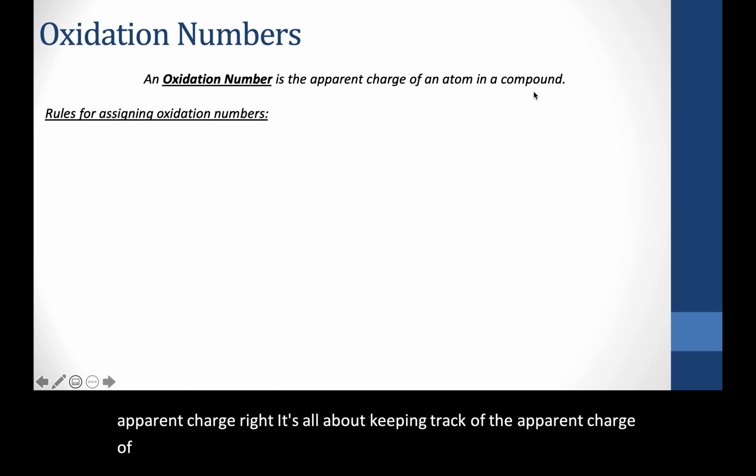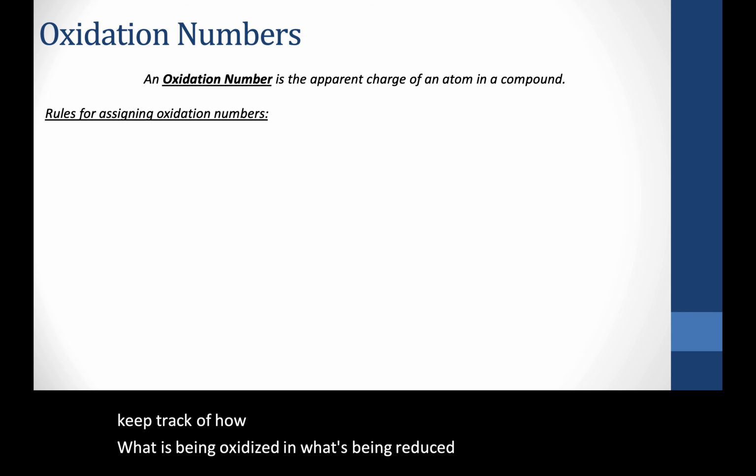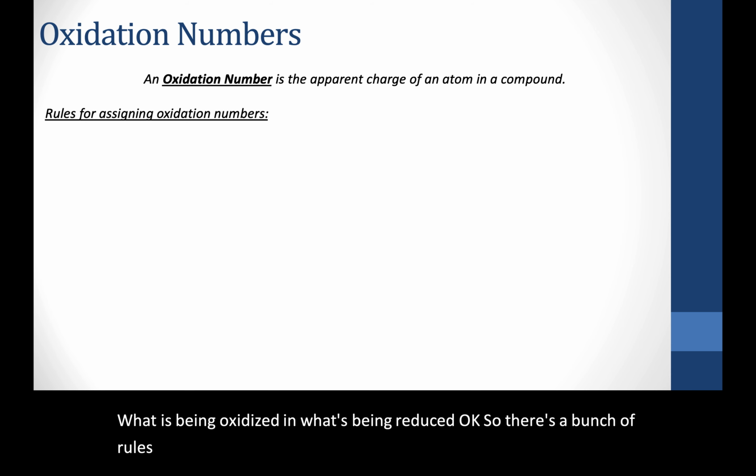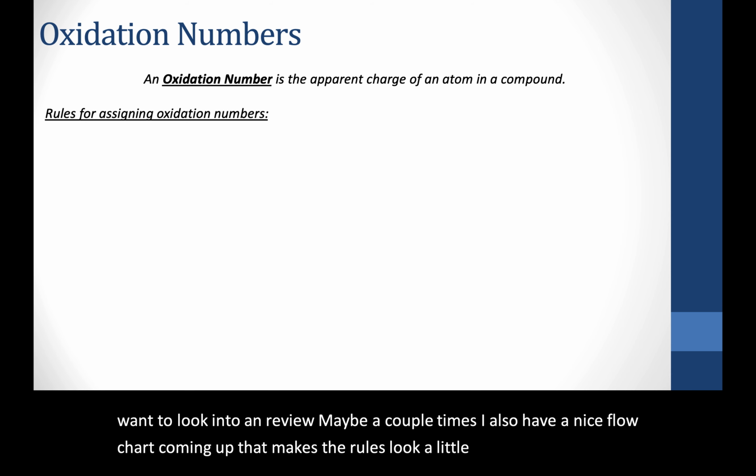Oxidation numbers are made up. They're just a system for us to keep track of what's being oxidized and what's being reduced. Okay, so there's a bunch of rules for assigning oxidation numbers. So this is something you definitely want to look into and review maybe a couple times. I also have a nice flow chart coming up that makes the rules look a little bit simpler. So let's dive into these.